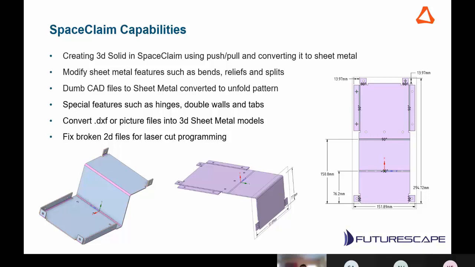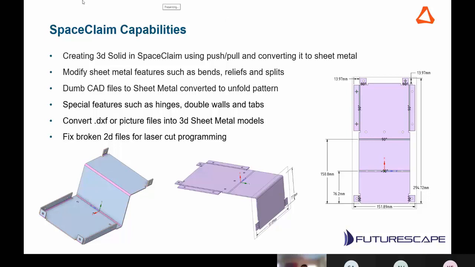Also with SpaceClaim, we have the ability to bring in DXF files or even picture files such as JPEGs or PNGs, and actually convert or trace those files and turn them into 3D sheet metal models. That's something a lot of the lower volume customers we see deal with. They will get customers that don't have any CAD capability, or are not very computer literate, and they will want to take their concept and allow the manufacturer to design it for them.